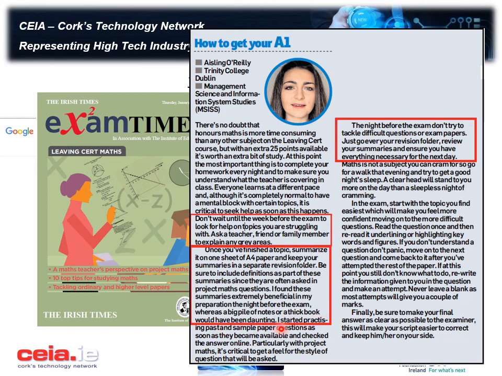She goes on to say, the night before the exam, don't try to tackle different questions or exam papers. Just go over your revision folder, review your summaries, and ensure you have everything necessary for your next day.